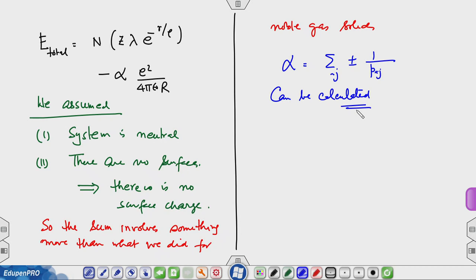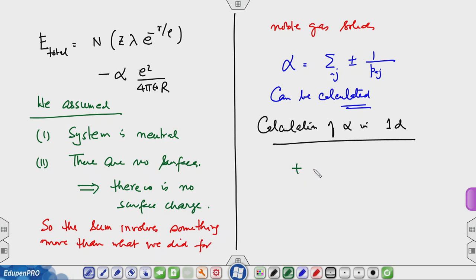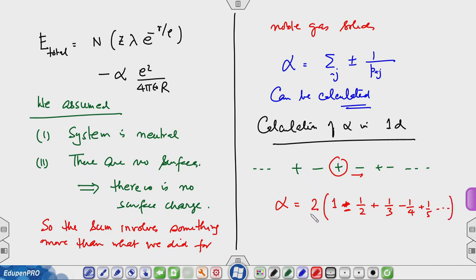One case where I can calculate analytically is the 1D case. In 1D I have plus, minus, plus, minus, plus, minus, and these charges from minus infinity to plus infinity. And if I start, say, adding from this point onwards, then I would have alpha is equal to 1 plus 1 over 2, or this will be minus sign, plus 1 over 3 minus 1 over 4 plus 1 over 5 and so on, times 2 for the two sides. And this is like 2 times log of 1 plus x with x equals 1. So, this is 2 log 2. So, in the 1D case, I can derive it exactly.